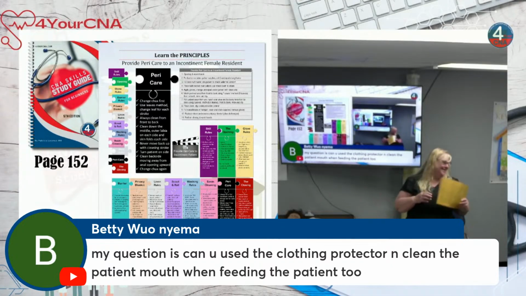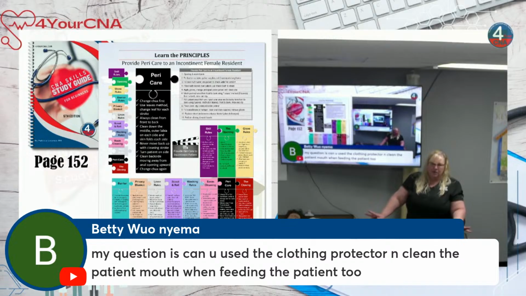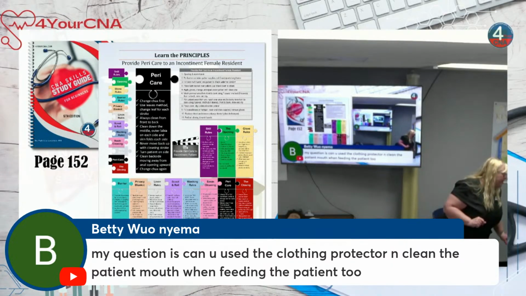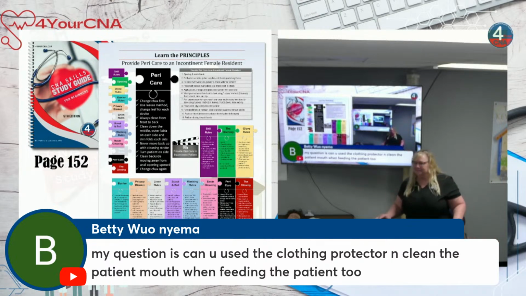Okay? So you're going to say it 6 times. You're going to do your opening 3 times and closing 3 times. You can say the skill any way you want to. You can say, I'm going to do mouth care. Or if you're nervous, you can read it. I am going to provide mouth care to a resident who has teeth. Is that okay? You can do that as well.